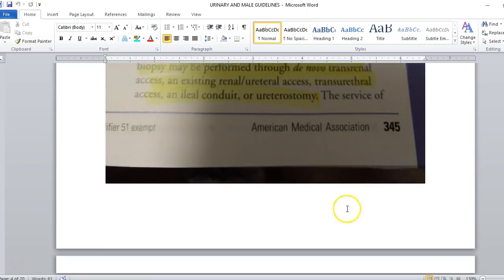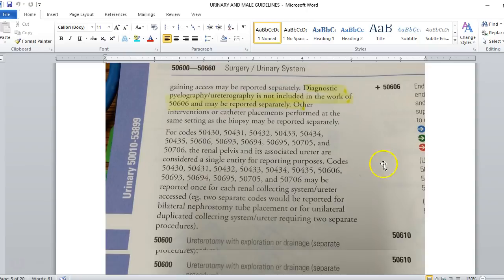Now it goes on to tell us though, the service of gaining access may be reported separately. So again, remember, sometimes we're going in through an existing opening, sometimes we have to create an opening. For creating an opening, we get to charge for that.